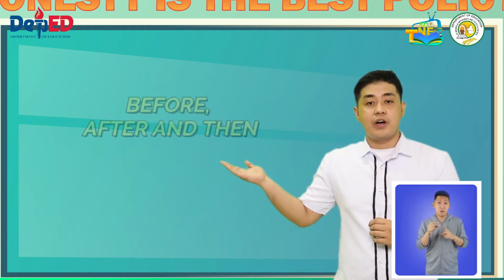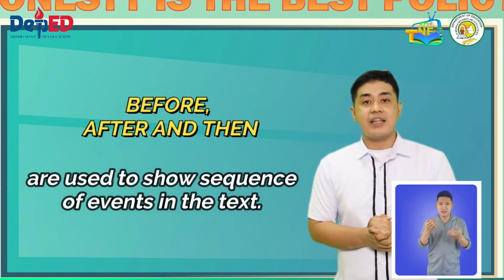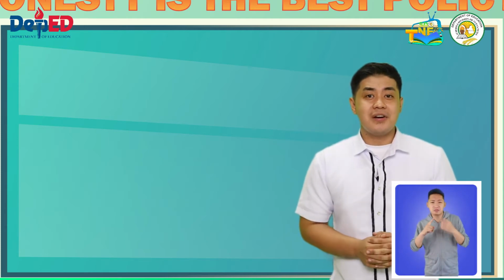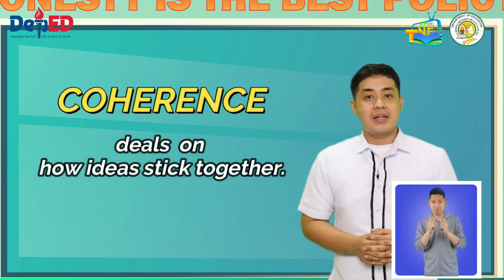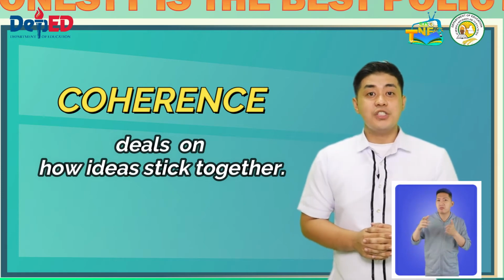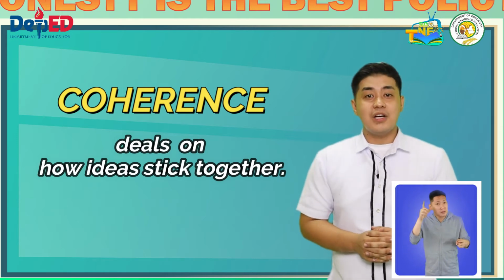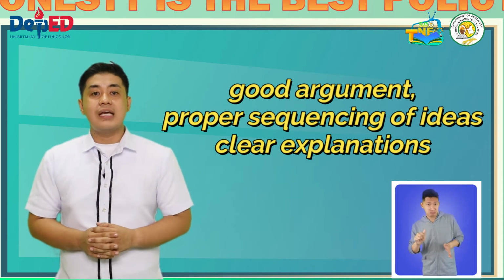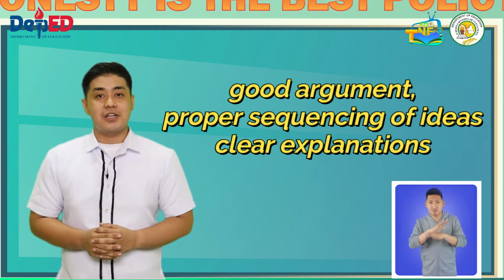The words before, after, and then are used to show sequence of events in the text. So much for cohesion. Let's now talk about coherence. Coherence deals with how ideas stick together. If the sentences are related to one another, the writer must also check whether the flow of idea from one sentence to another is logical and relevant. Therefore, this property requires good argument, proper sequencing of ideas, and clear explanations.